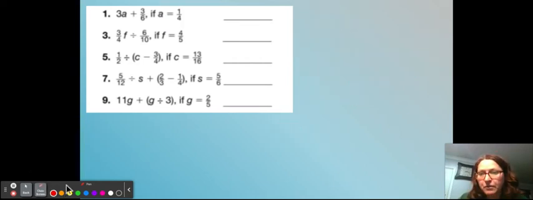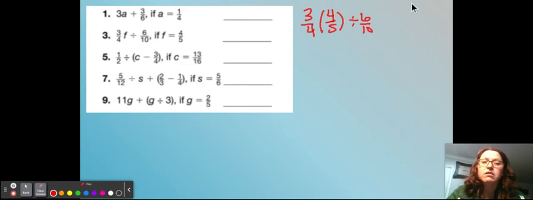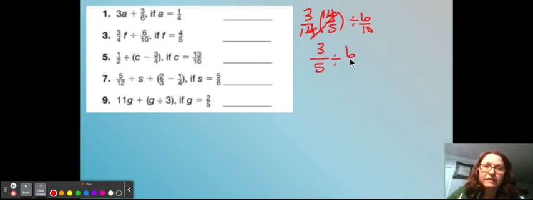Let's look at another example. Let's look at number 3. 3 has 3/4 F. F is 4/5 divided by 6/10. Okay. Well, first thing I need to do is I need to start simplifying. Cross simplify. So I'm going to do 4 and 4. 4 divided by 4 is 1. So 3 times 1 is 3. 1 times 5 is 5. Divided by 6/10. Okay, looks good so far.